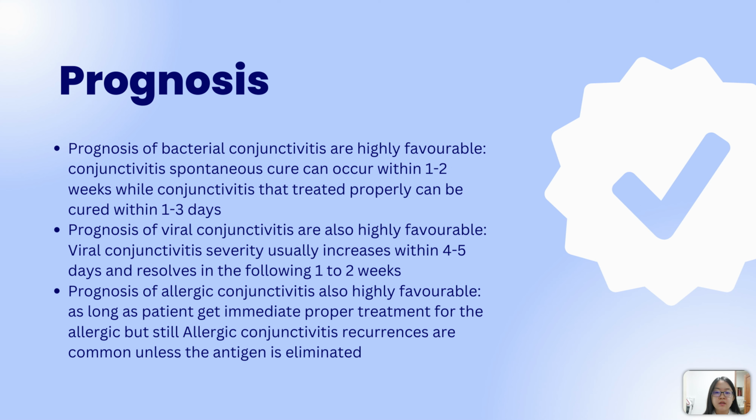So the prognosis of conjunctivitis in travelers is based on the etiology, and the first one is the prognosis of bacterial conjunctivitis. The prognosis is highly favorable because this conjunctivitis can have spontaneous cure within 1 to 2 weeks, while if it is treated properly, it can be cured within 1 to 3 days. And for viral conjunctivitis, the prognosis is also highly favorable. Why? Because viral conjunctivitis severity usually increases within 4 to 5 days, but it will resolve by itself over the following 1 to 2 weeks.